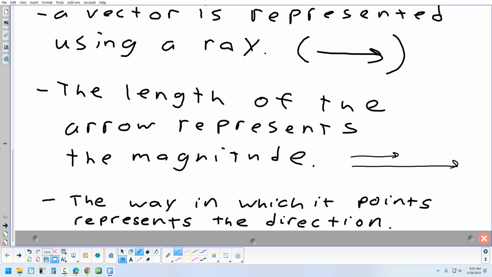An arrow isn't always the fastest way to do it. If we want to start to do things faster with vectors, we don't want to be drawing them every time. Drawing is good when you have a word problem, so you can visualize it. And drawing's good when you're starting out, because it gives you a visual every time, and it makes it more concrete to understand. But it is not the fastest way to work with vectors. Okay. So any question on the fact that the way the arrow points is the direction, and the length of the arrow is the magnitude?